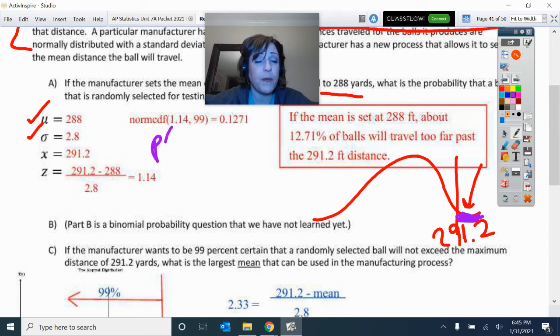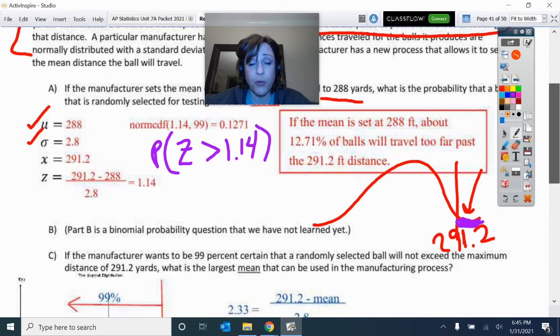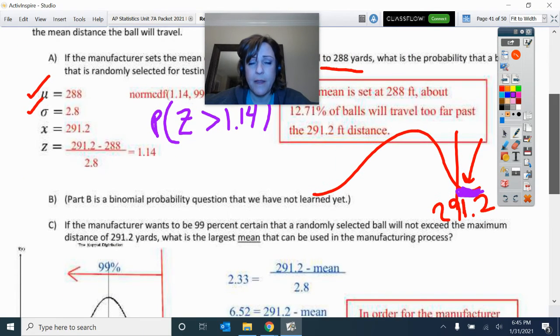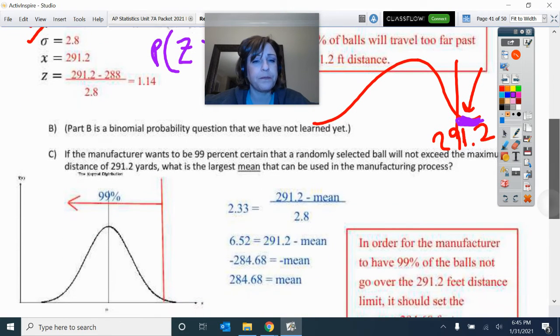So if we were doing that probability notation, we would be talking about the z-scores that are greater than 1.14, and that was 12.71% of balls. So that's quite a bit. If you're a manufacturer, then you might have a bad reputation because that's quite a bit of the golf balls that you're producing that are exceeding the limit, the specifications that they are supposed to meet.